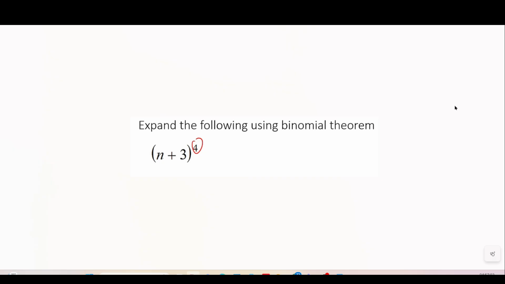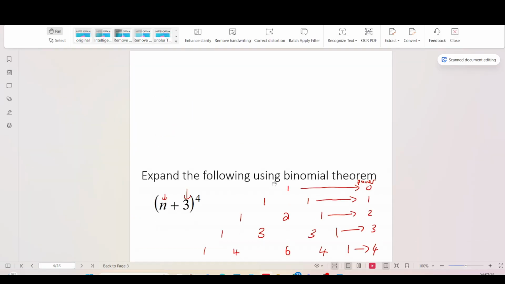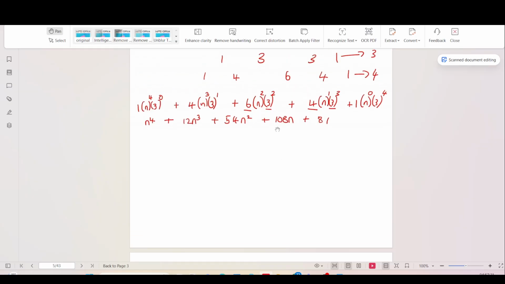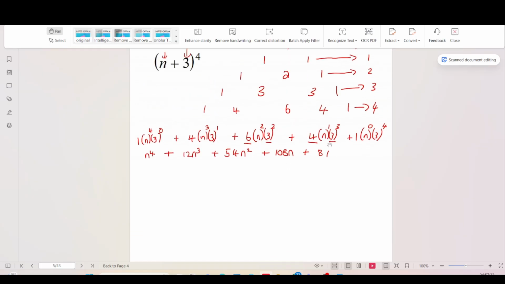Okay, so 1 4 6 4 1. So I get n to the power 4 plus n to the power 3 plus 3, plus n to the power 2 plus 9, plus n to the power 1 plus 27, plus 81. Okay, let me see. I think if you cube 3 and then times it with 4, this will become 108.